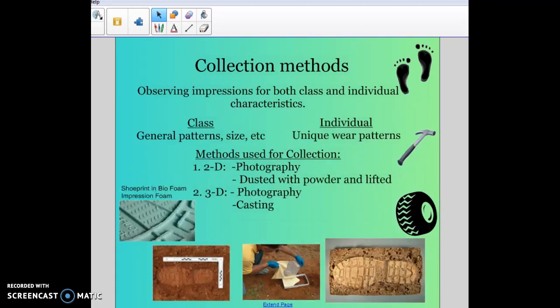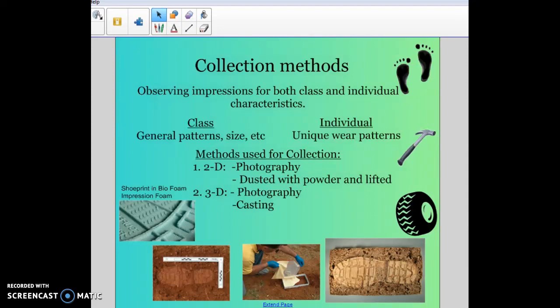In order to collect impression evidence, you have to look for both class and individual characteristics. Class characteristics, remember, are the things that put us into groups or categories, whereas individual characteristics are what make them unique. When you're talking about class characteristics for impression evidence, you're talking about general patterns. Think of the bottoms of your shoes, like your tread patterns, things like that. Size, you're a size 8, a size 9.